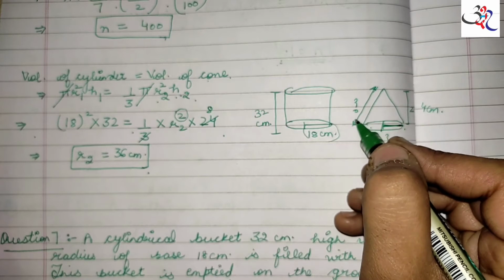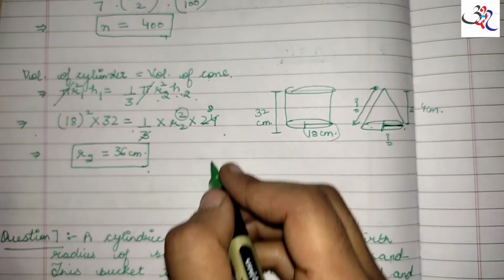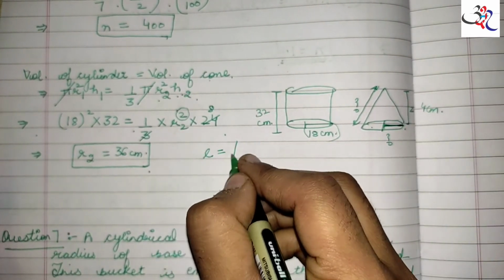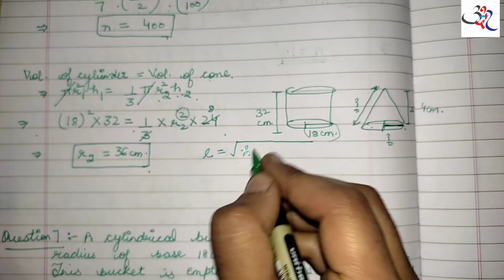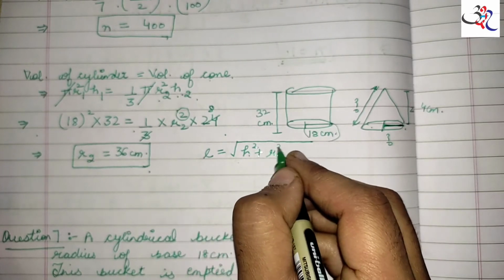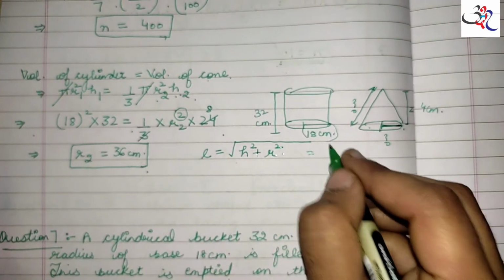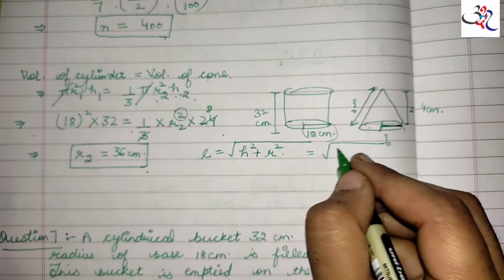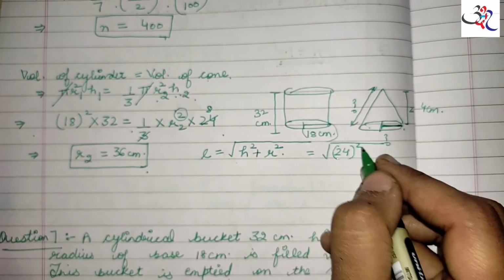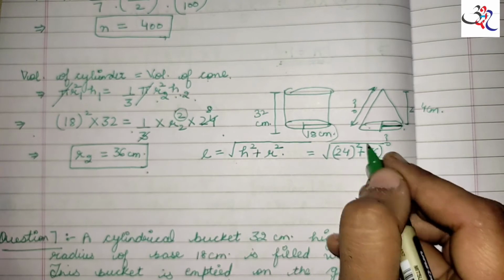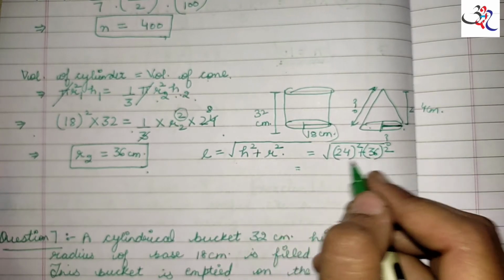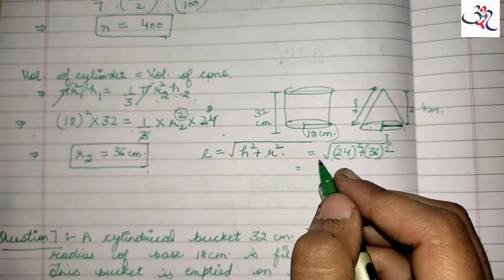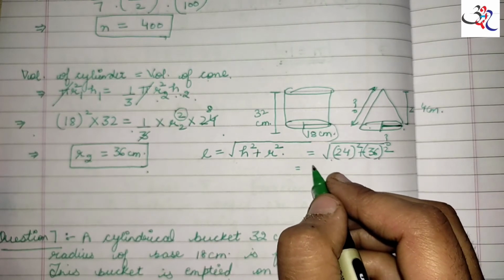Second part is we have to find out the slant height of the cone. To find out slant height, what is the formula? L is equal to under root of h square plus r square. H is what? H is 24 square plus radius is 36 square. So solve this value and do the under root. So you will get L is equal to, okay.